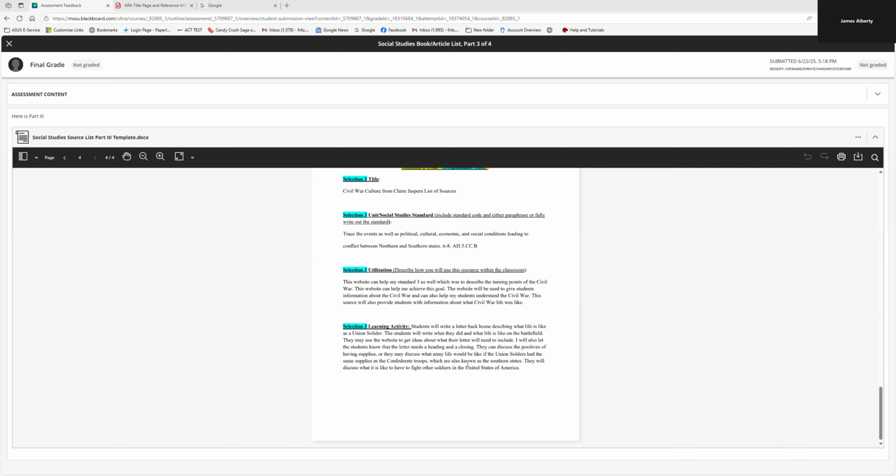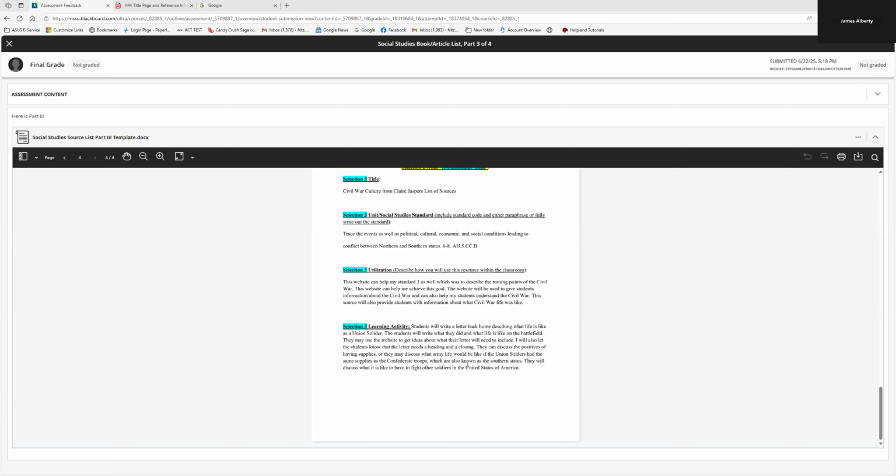So basically, my learning activity for this one is I'm going to have students write a letter back home as a Union soldier. I mean, they could do Confederacy, but for this assignment, I think it'll be better for them to write as a Union soldier, even if they did want to write from the Confederate side. They are going to write from the Union side. And the students are going to write about what their life was like on the battlefield. They can use the website to get ideas.